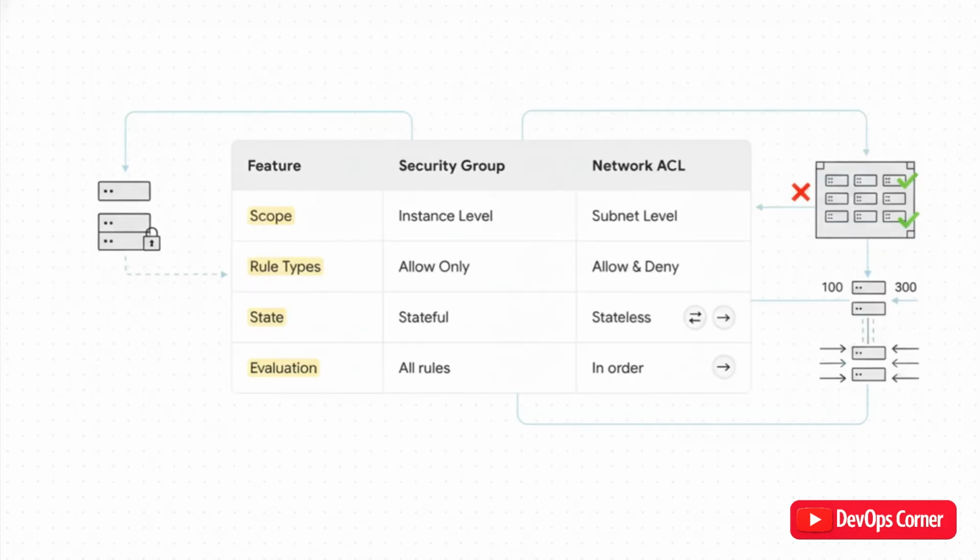Okay, here it is. The ultimate cheat sheet. Everything we just talked about, side by side. Scope: instance level versus the whole subnet. Rules: security groups only allow, while NACLs can allow and deny. State: stateful versus stateless, the big one. And evaluation: all at once for the security group, but in strict numerical order for the NACL. Seriously, screenshot this. It'll save you a headache later.